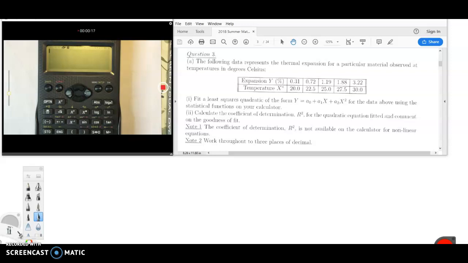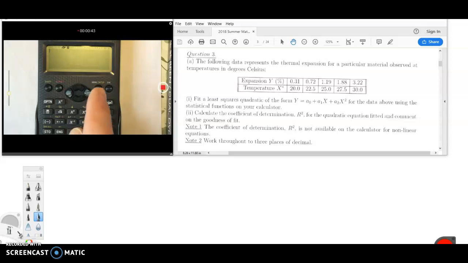Right, question 3 here. This data represents thermal expansion. We have 5 temperatures, and then we have percentage expansions. We want to fit a least squares quadratic of the form y equals a0 plus a1 times x plus a2 times x squared for the data above, using the statistical functions on your calculator.